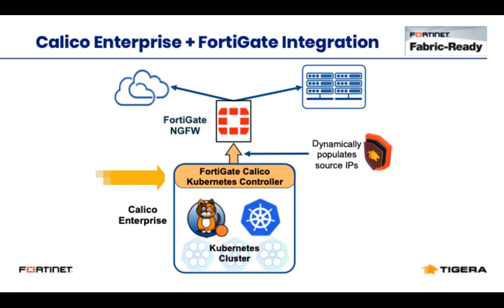The FortiGate Calico Kubernetes controller enables FortiGate next-generation firewalls to control egress from Kubernetes pods to applications. It does this by dynamically populating Kubernetes workload source IPs and FortiGate address group objects. FortiGate can then natively enforce already defined firewall rules.